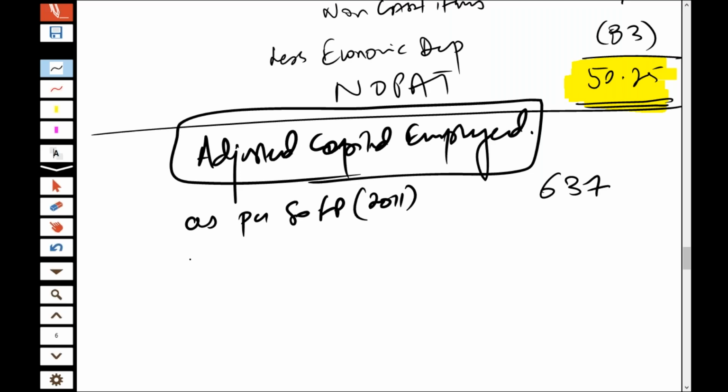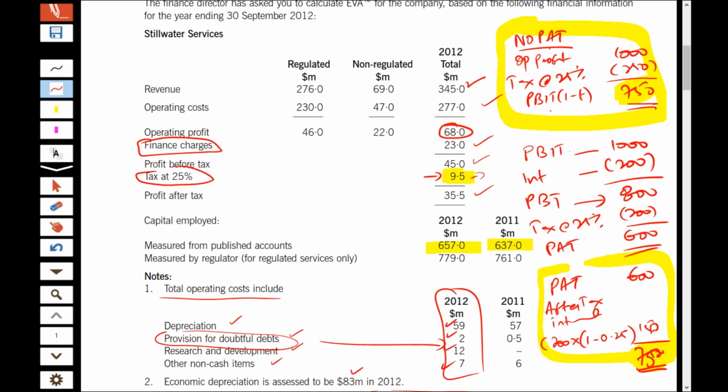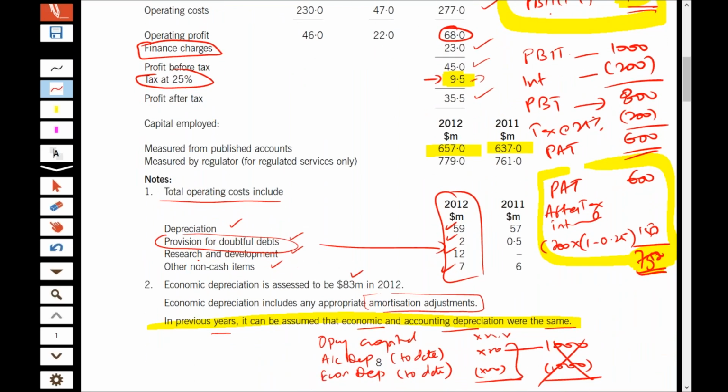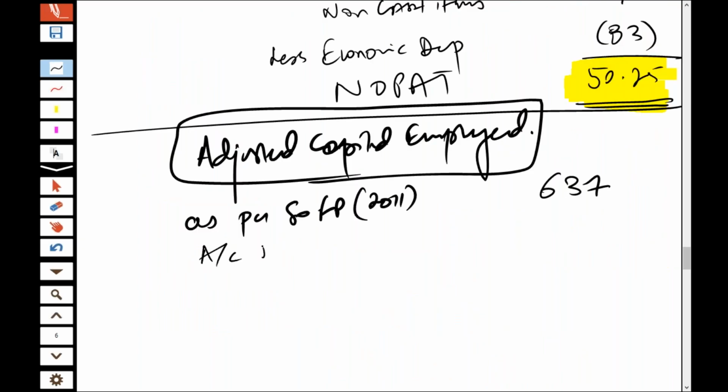Now what next is there? You need to incorporate the adjustments. What are the adjustments that you need to incorporate? Let's just think about it. First of all, for the accounting depreciation and for the economic depreciation, there is no adjustment that you have to make because they were equal to each other in the past.